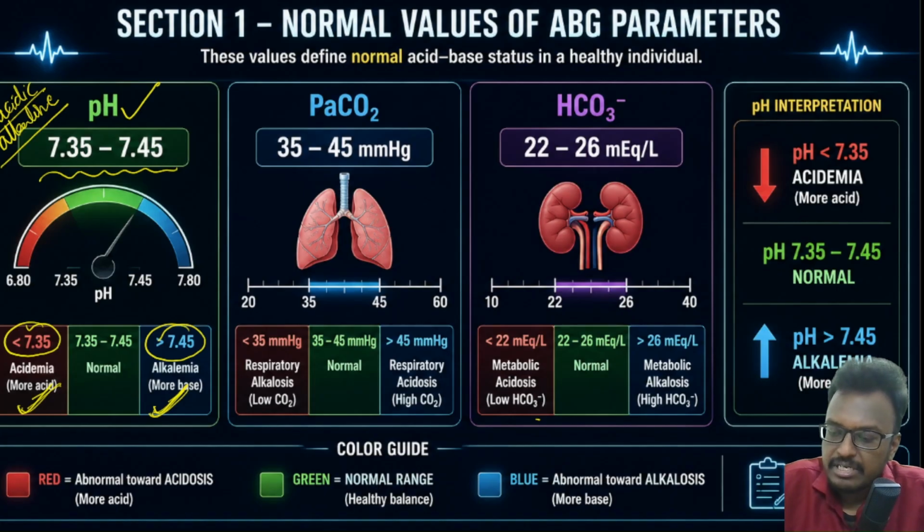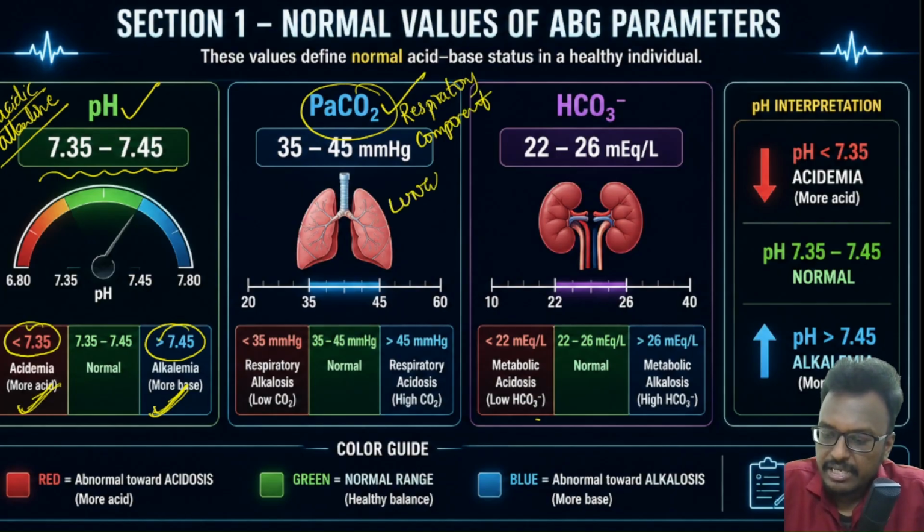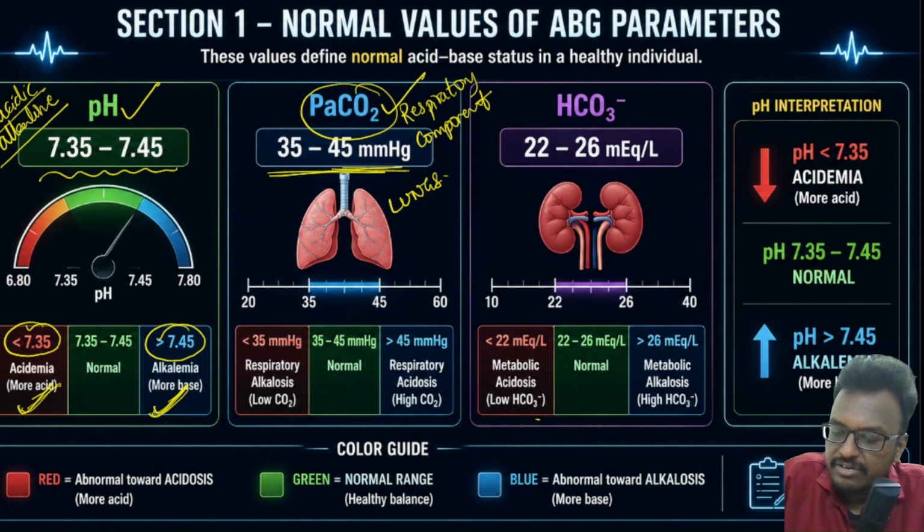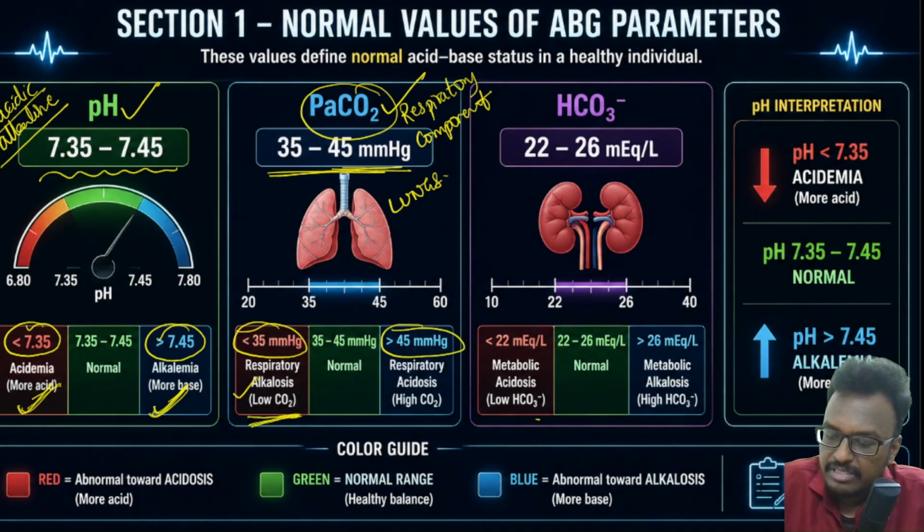The second parameter is PaCO2, the arterial pressure of carbon dioxide. It is the respiratory component and it is controlled by the lungs. The normal range is 35 to 45 millimeters of mercury. Remember these ranges, they are the most important thing. If it is less than 35 mmHg, it is called respiratory alkalosis because there is less carbon dioxide. And if it is more than 45 mmHg, it is respiratory acidosis, high amounts of carbon dioxide.